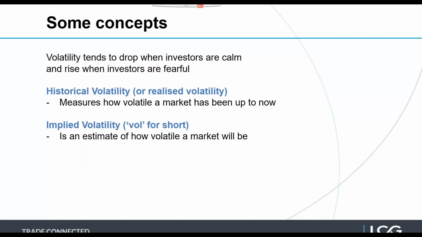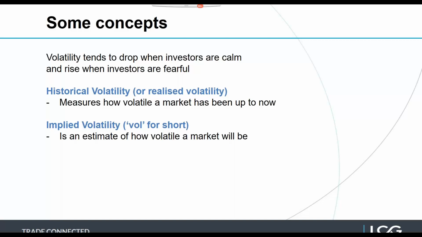Just a couple of definitions here. I'm not going to go into the mathematical formula. We don't need to. It's not necessary. But just one concept is that volatility tends to drop when investors are calm and rise when investors are fearful. That's what we were talking about before, wasn't it? That there's complacency in the market, and then suddenly something flips that into fear: oh, whoops, we've been too complacent about X, Y, and Z.